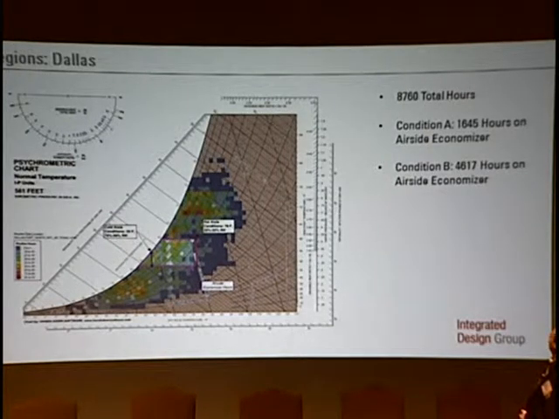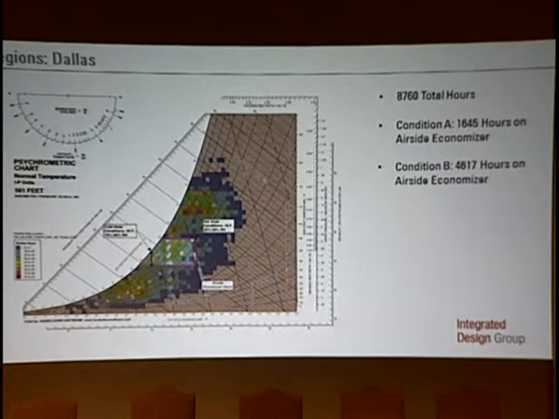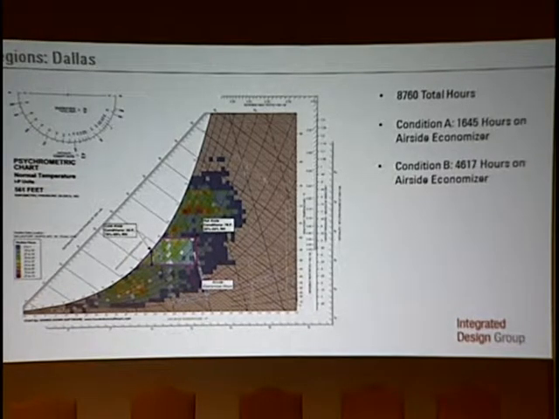So if we go back to condition A for this window and count how many hours were available for air side economizer and total them up, it's only 1,645 hours a year. These numbers go back to the PUEs.